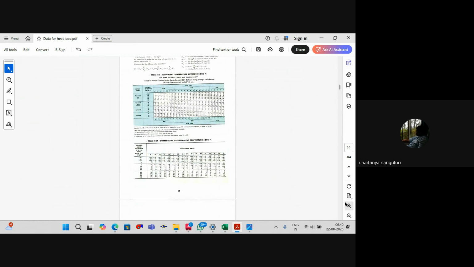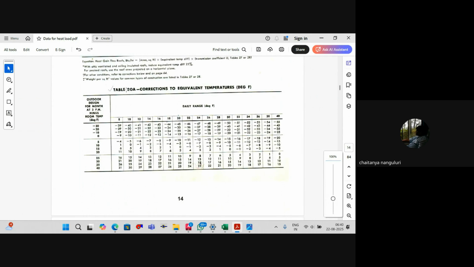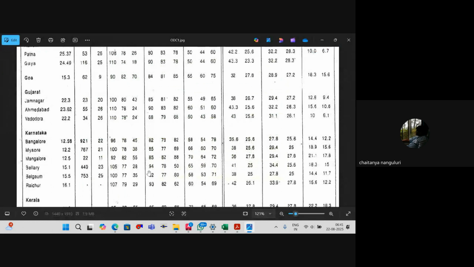This is your correction temperature difference. Correction temperature difference depends on 2 things. One is daily range temperature and the other is outdoor minus inside, which is your delta T value again. Clear? Daily range temperature is nothing but the maximum temperature of the day minus the minimum temperature of the day. That also you get from outdoor conditions.